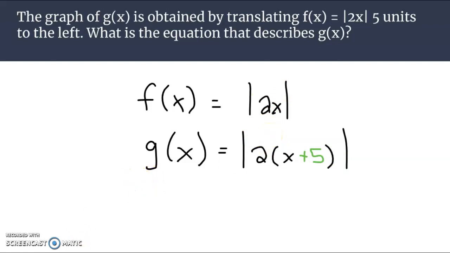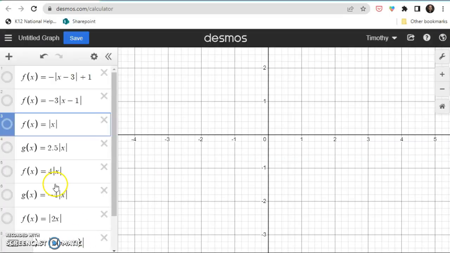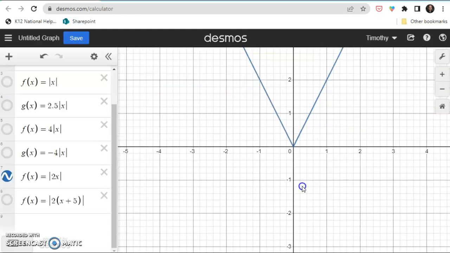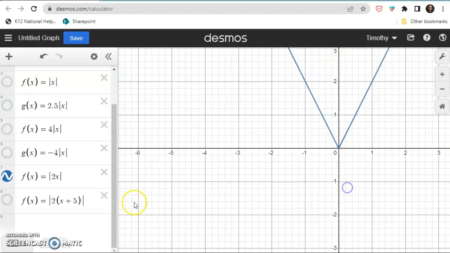We can verify that on Desmos like we did the others. Here's the original function, absolute value of 2x. We have that graphed. And if I'm going to shift this 5 units to the left, this function will do it. 2 parentheses x plus 5. You can count yourself 1, 2, 3, 4, 5 units to the left.